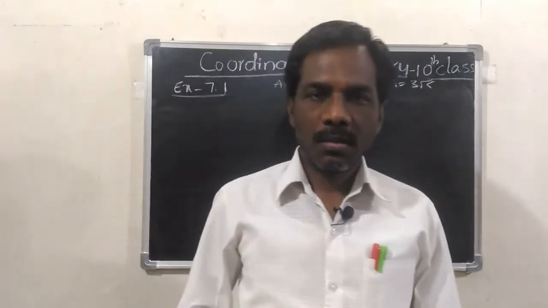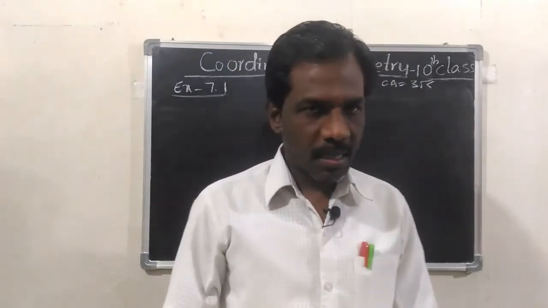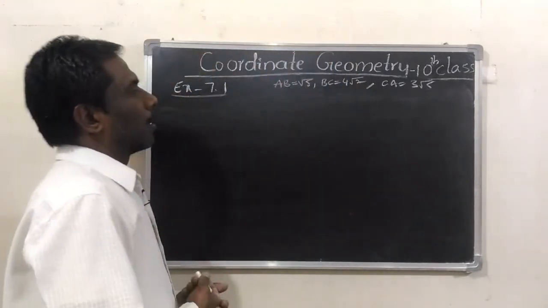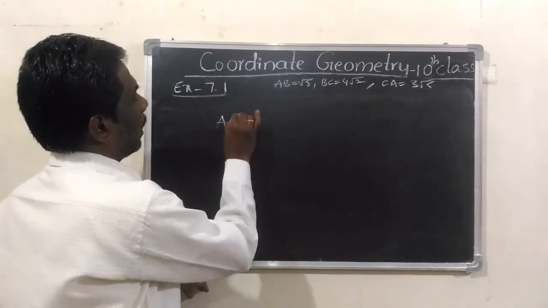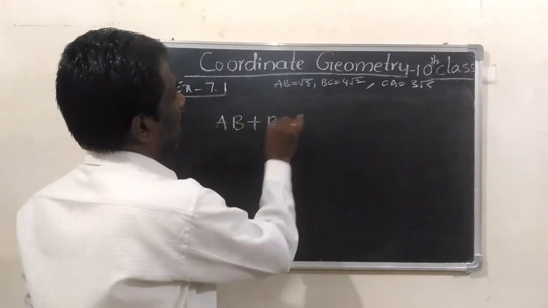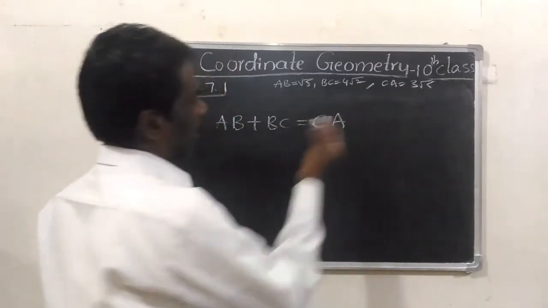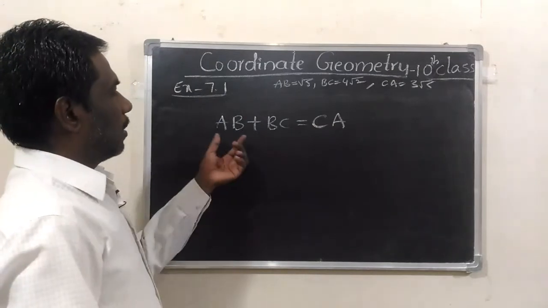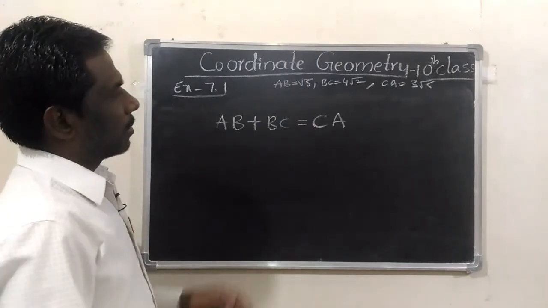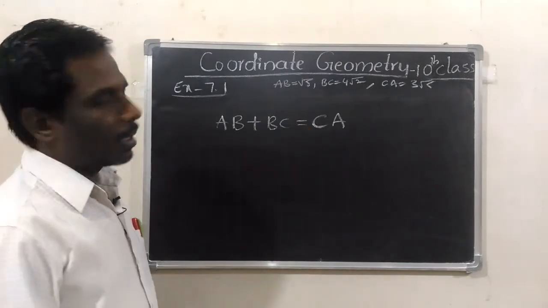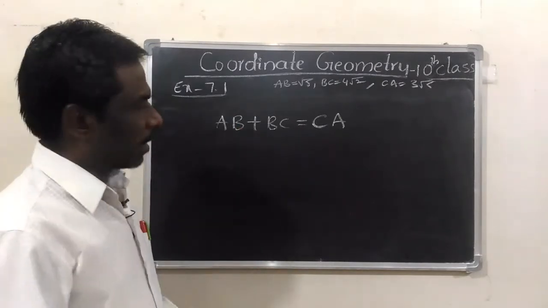After we got these three distances, AB, BC and CA, now one formula is there. AB plus BC equals CA or AC. If AB plus BC equals CA, then we can say they are collinear. If these two are not equal, we can say they are not collinear.